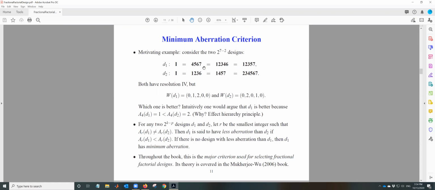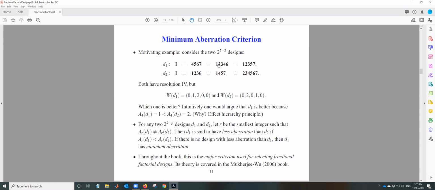So for the first one, how do you do the experiments? You can do 1, 2, 3, 1, 2, 3, 4, because this is a 2 power 5 full factorial design, right?